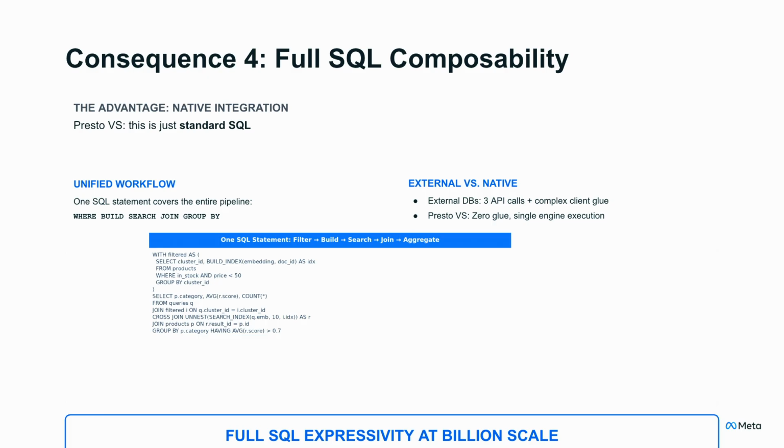Lastly, I want to show the power of full SQL composability. For many workloads, you can express most of them in a single SQL. For example, you use a where clause to do the pre-filter. You build an index on the filtered data. Then you search for top K. Then you can join with the metadata. Then you can also do a group by to do aggregation. If this is with an external database, you have to ship data to the external database, then ship it back. That's a lot of hassle. You also have to deal with consistency issues.